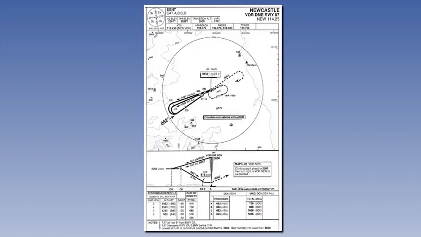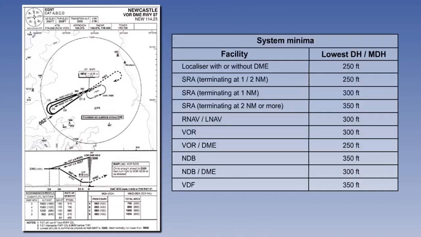Finally, a non-precision approach, NPA, has lateral guidance but neither a glide slope generated externally nor an internal one. The lowest decision height or minimum descent height is 250 feet, and the minimum RVR or converted meteorological visibility, CMV, is 750 metres. However, the decision height or minimum descent height is dependent on the landing aid used. Here is the table of system minima with the applicable minima.